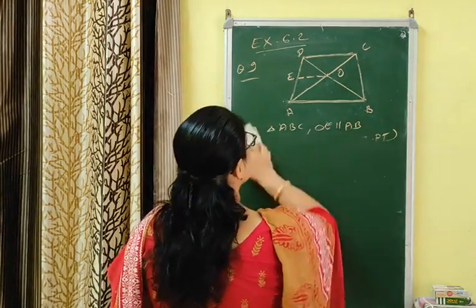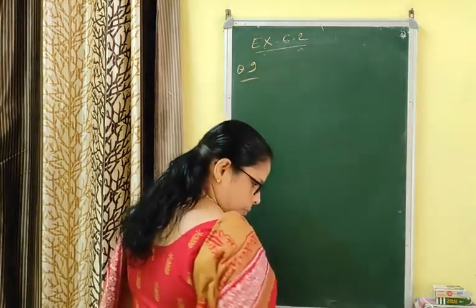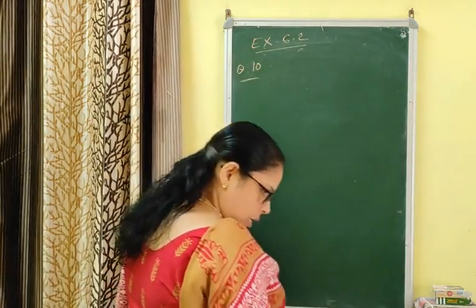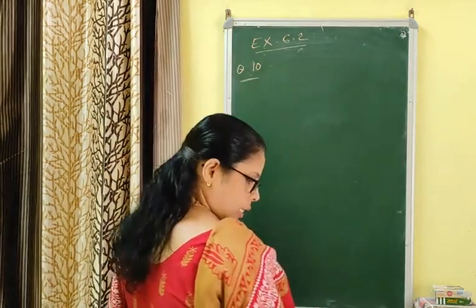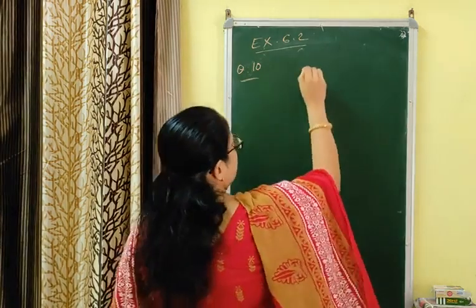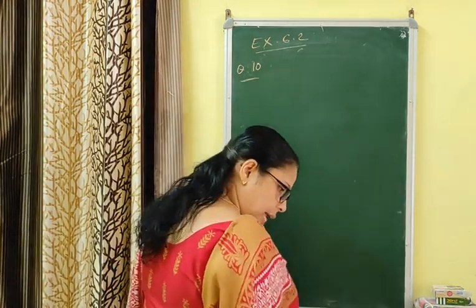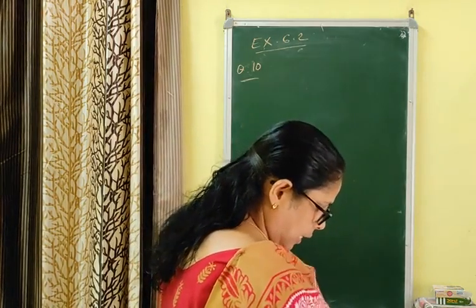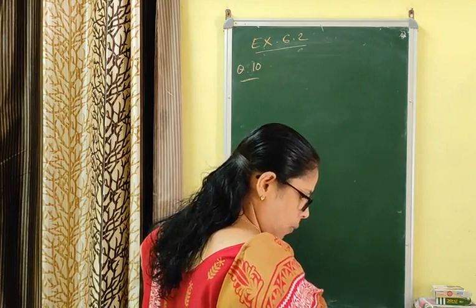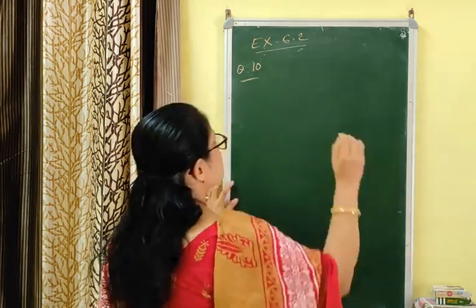Next question, last question of the same exercise is question number 10. I am reading: the diagonals of a quadrilateral ABCD intersect each other at the point O such that AO by BO equal to CO by DO. You have to prove that ABCD is a trapezium.